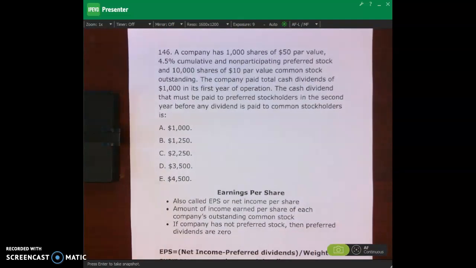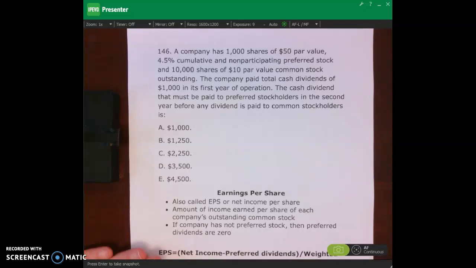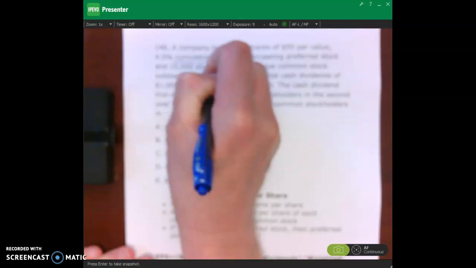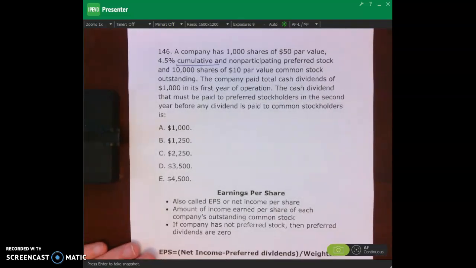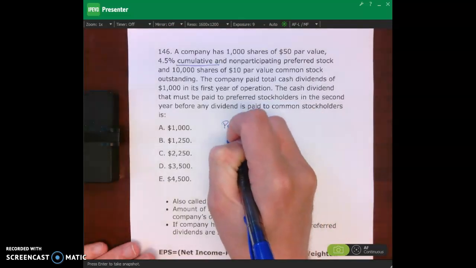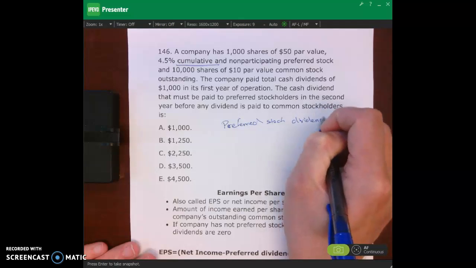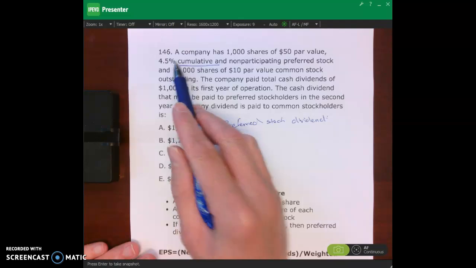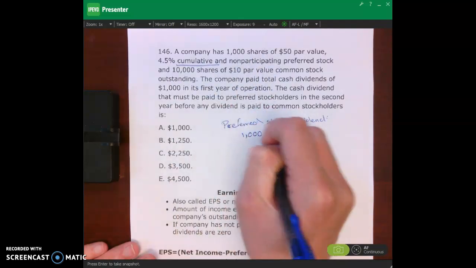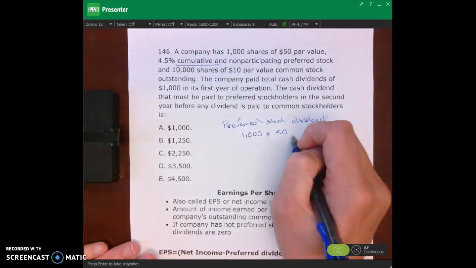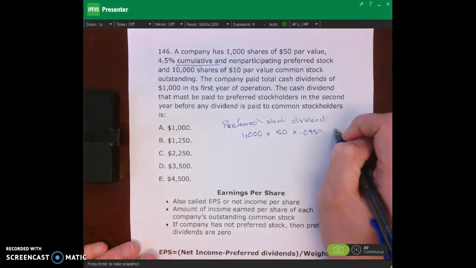Okay. Now let's look at number 146. So it says right over here, the company has 1,000 shares of $50 par value, 4.5% cumulative. This is cumulative though. Okay. Preferred stock and 10,000 shares of $10 par value common stock outstanding. They paid $1,000 total cash dividends in the first year, okay, of their operation. So what we have to do is figure out what is the preferred stock dividend. And the way we do that is we take the total par value times the stated rate. Well, the total par value is equal to our 1,000 shares times that $50 per share, and then times our stated dividend rate, 0.045. Right there gives us $2,250.